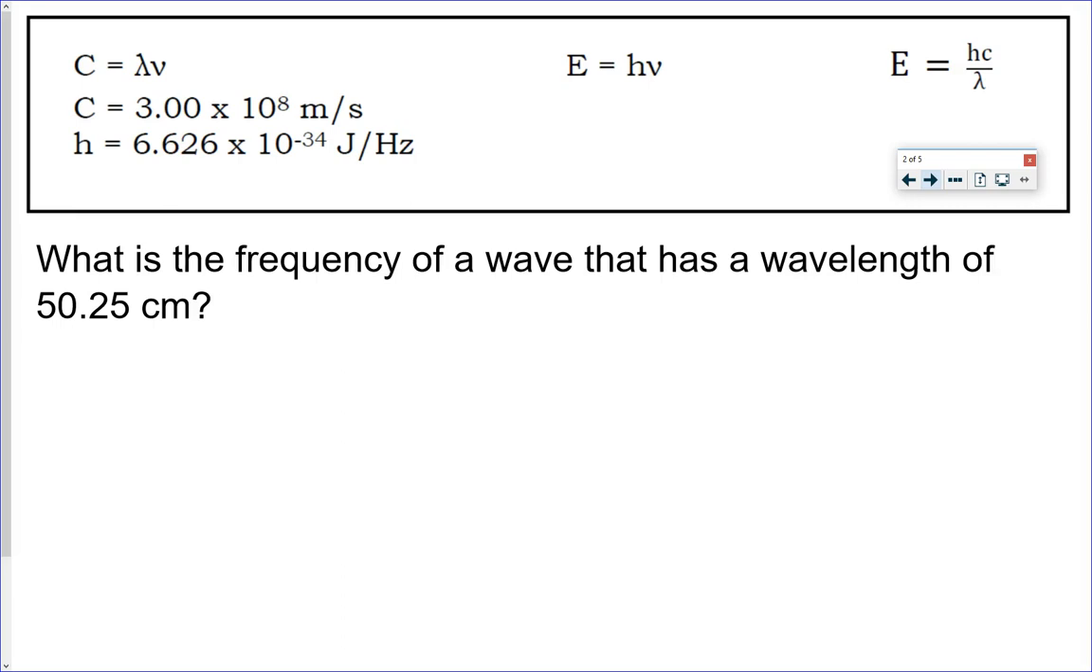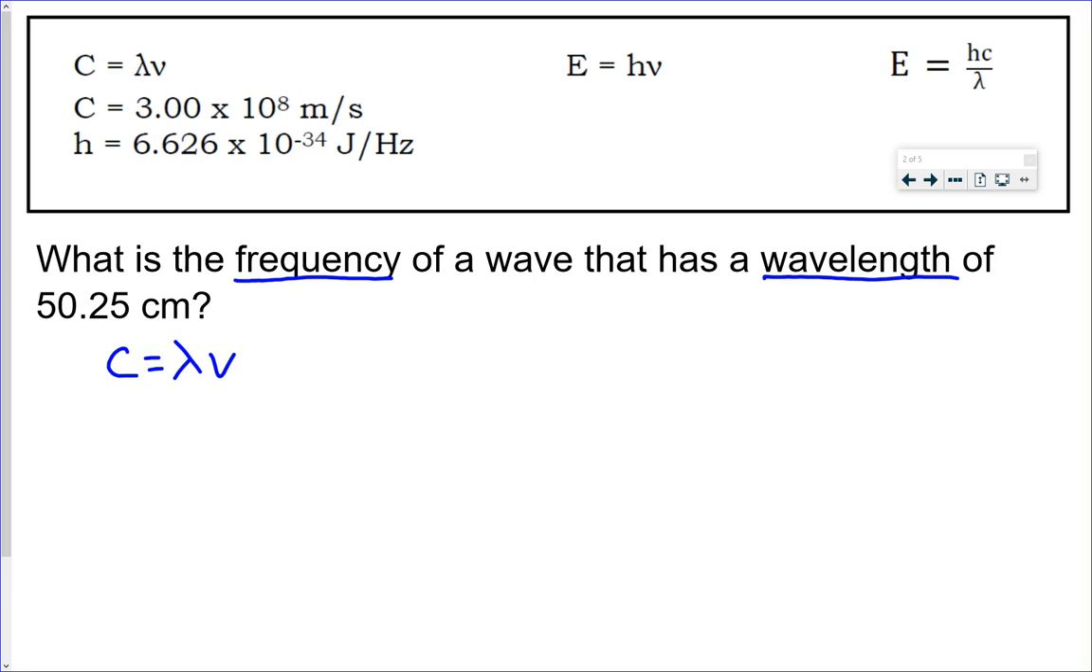All right, we're going to go on to the first example problem here. This problem says, what is the frequency of a wave that has a wavelength of 50.25 centimeters? The first thing I'm going to suggest that you do in these problems is figure out which equation you're going to be using. We're going to be using the C equals lambda nu equation here because this problem involves frequency and wavelength. We want to find the equation that has frequency and wavelength in it, and that is C equals lambda nu, because lambda is the wavelength and nu is the frequency.